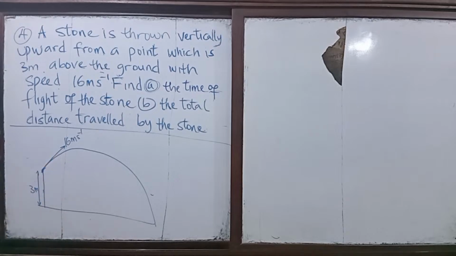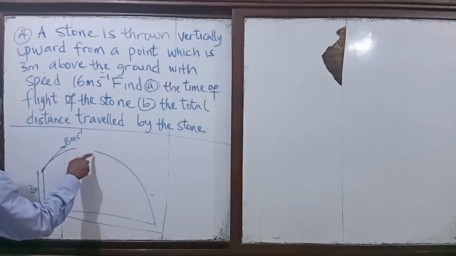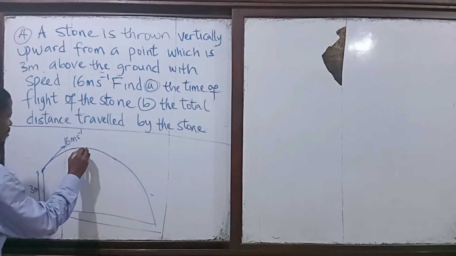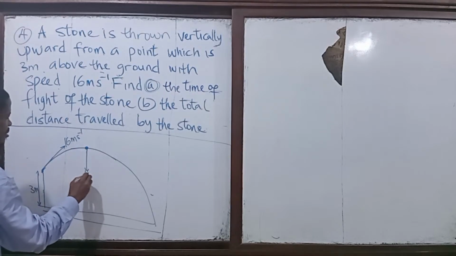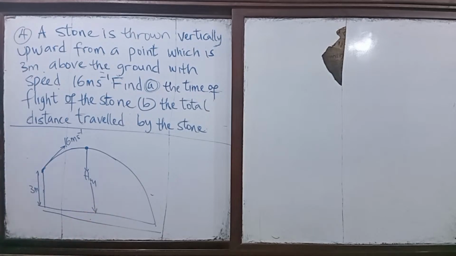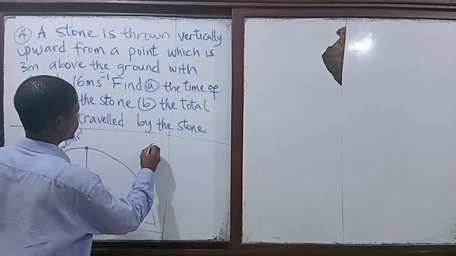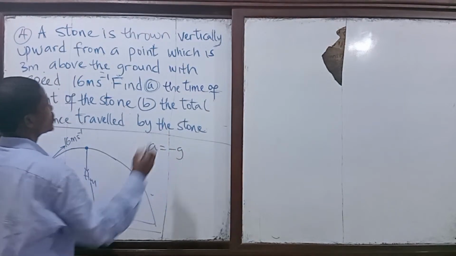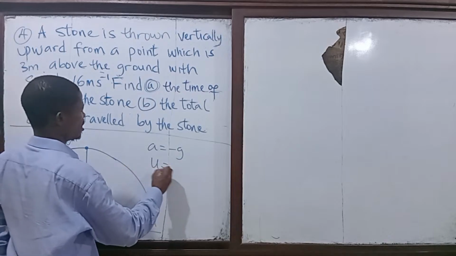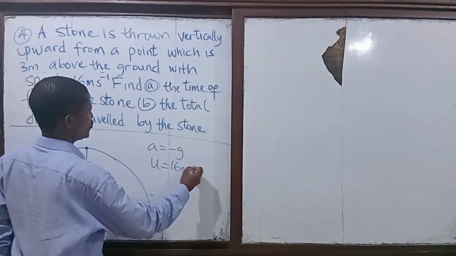This is the ground surface. The path is parabolic in nature, and this will be the maximum height. Vertically upward, acceleration is minus g, and the speed u is 16.